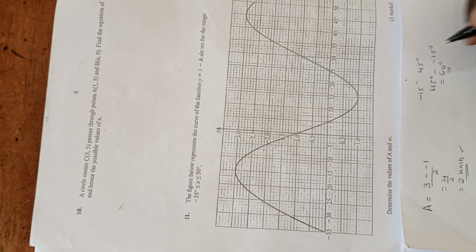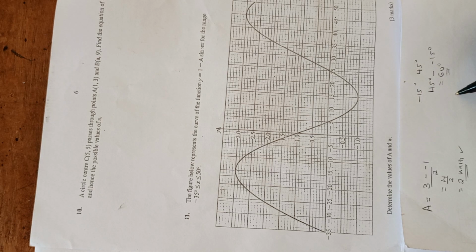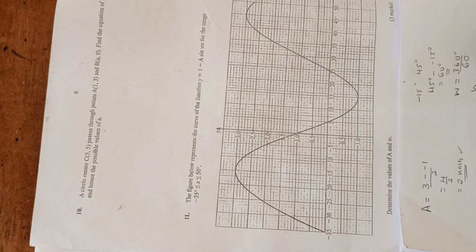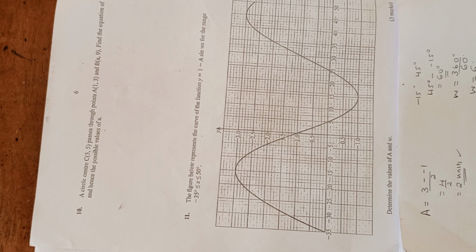So therefore, W will be equal to 360 degrees divided by 60. Now, why are we saying 360 degrees divided by 60? Now, that is the period of this wave. And therefore, when this is simplified, our W becomes 6. And again, a number of learners or candidates were not able to determine the value of W correctly.